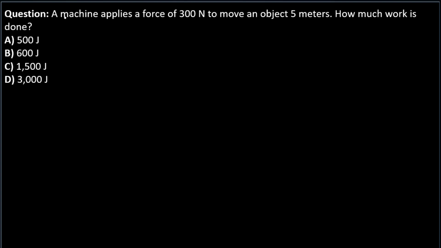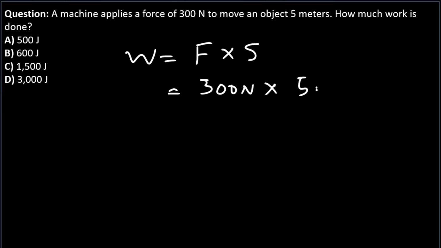Now come to another problem. A mechanic applies a force of 300 Newton to move an object 5 meters. How much work is done? So here W equals F times S. So here 300 Newton times 5 meter. So 5 times 3 equals 1500 Newton meter or joule. So here 1500 joule will be the answer, option C.